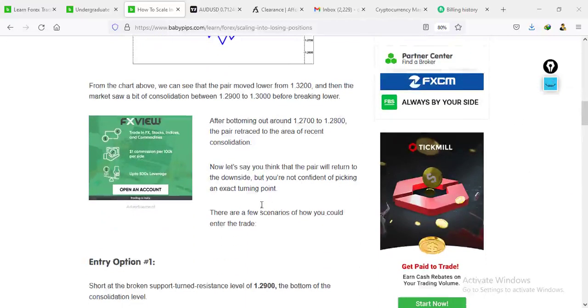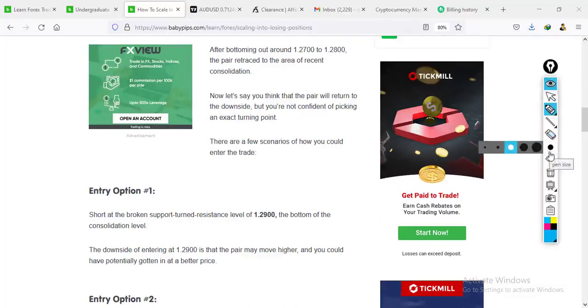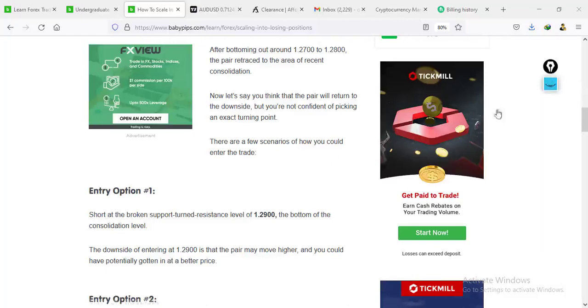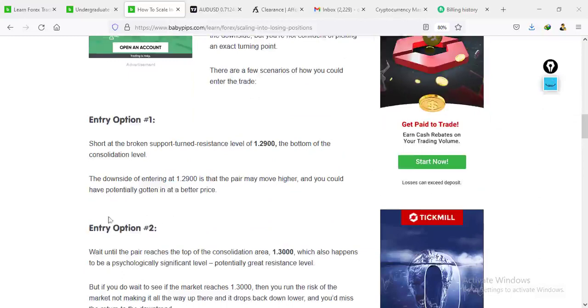In a scenario like this, the very first thing you can do is short at the break of the support that is now turned resistance level at 1.2900, and that level would be somewhere here. Short at this break, somewhere there. Once that is done, you can place your stop loss higher above the resistance. And you could potentially have gotten in at a better price.